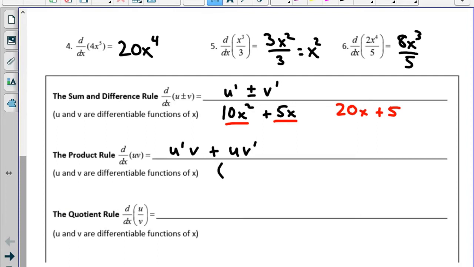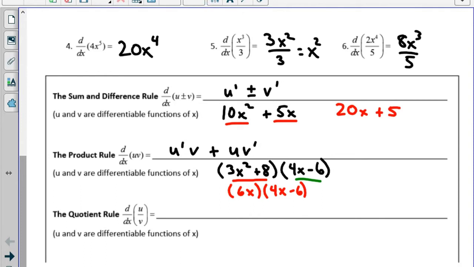Here's a quick example. If I have a function 3x squared plus 8 times 4x minus 6, and I want to take the derivative of that, what I'm going to do is take the derivative of the first part, which would be 6x, and then multiply that by the second part, 4x minus 6, and then I will add that to the derivative of the second part, which is 4, times the first, so 3x squared plus 8. That's called the product rule.